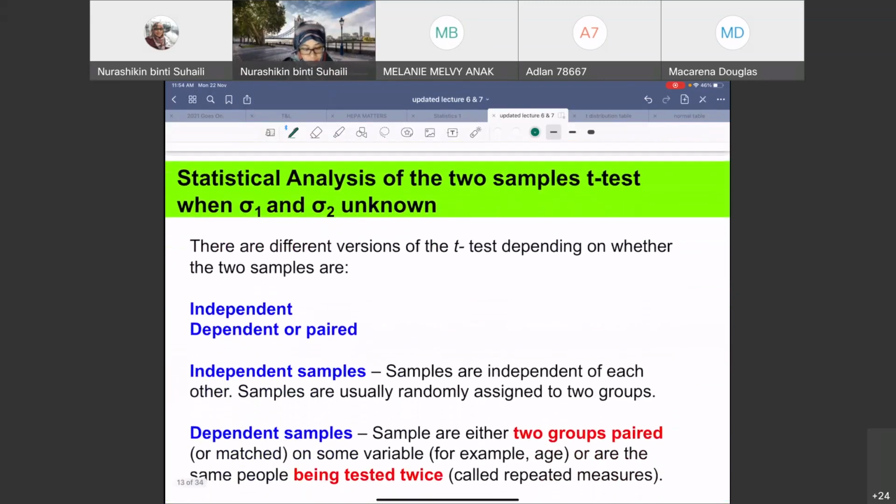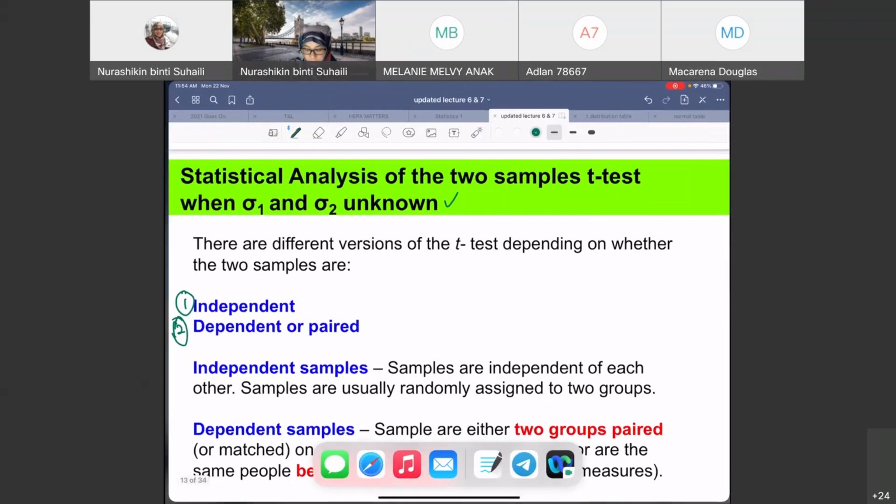When the standard deviations are unknown, there are different versions of the t-test depending on whether the 2 samples are independent or dependent, or paired. Dependent means it is associated, like when it deals with measurements before and after, or whatever the pair is. Independent means there is no connection. I think we have talked about independent or dependent samples before.